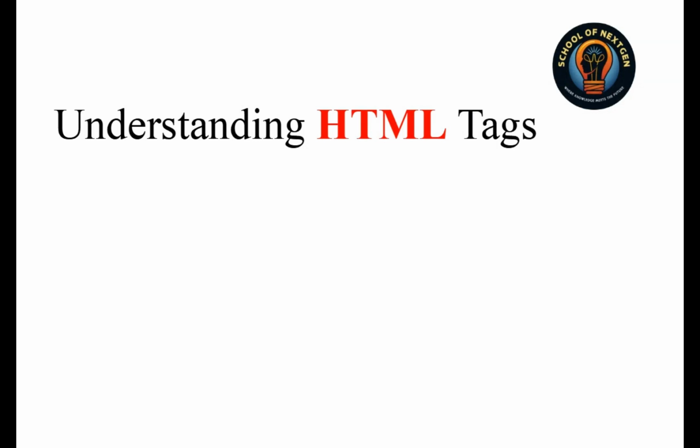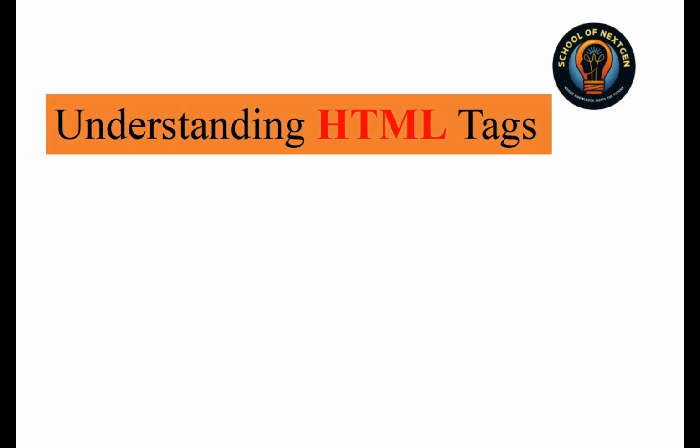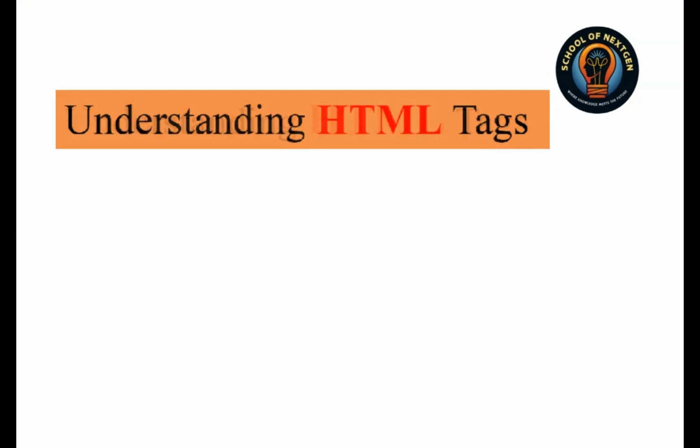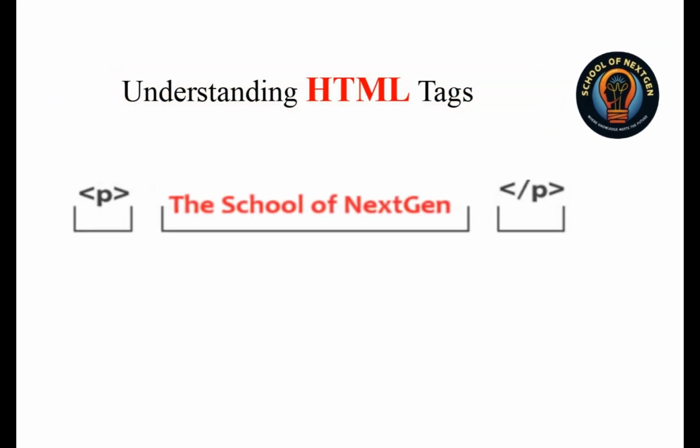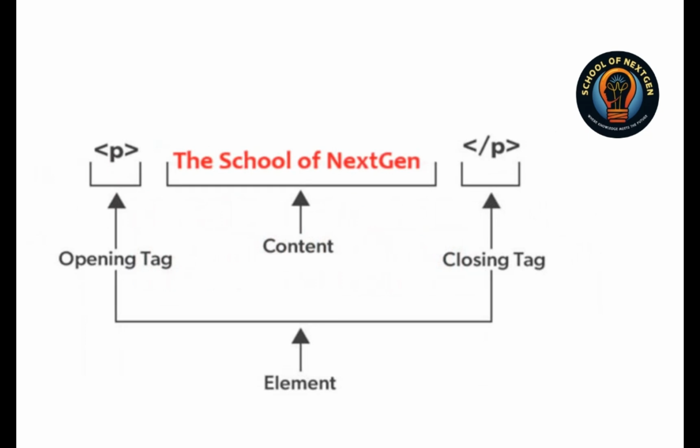Understanding HTML text. What are HTML tags? So here is an example of an element of HTML tags. The p tag in between angle brackets, then the school of next gen, then angle bracket, front slash, p. This is actually the whole element of an HTML code, right? The very first p in angle brackets is obviously the opening tag, and the right one is the closing tag.